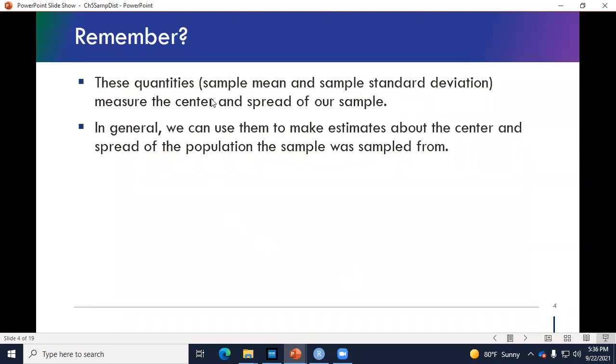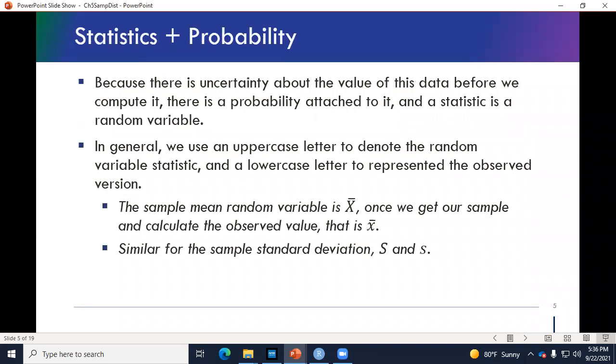If you still remember, the sample mean and standard deviation are measuring the center and the spread of our data. In general, we use them to make estimates about the center and spread of the population where the sample was taken from. So we use these statistics to get an estimate, a feeling about the population.